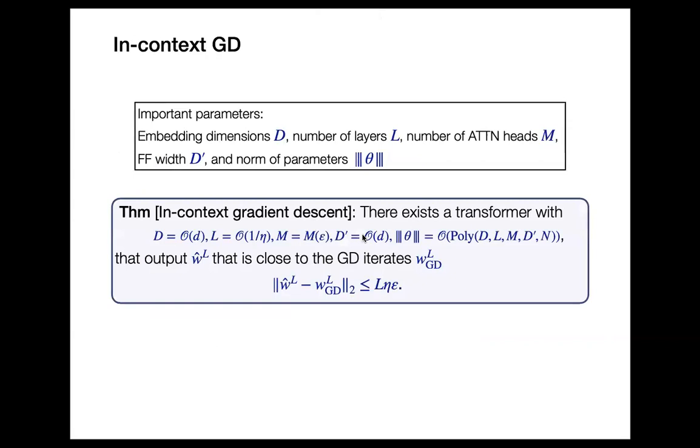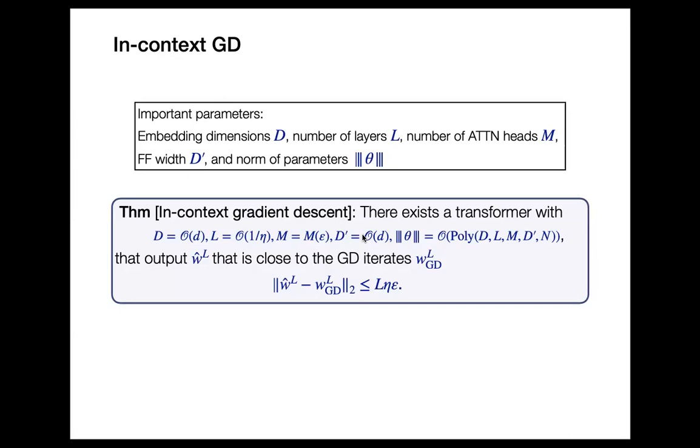So here is our theoretical result. We show that there exists a transformer, an explicit construction, that can output ŵ_L that approximates the gradient descent iterate w_GD^L. w_GD^L is the gradient descent on this empirical risk for this particular generalized linear model, but it can be generalized to other cases. For example, for a two-layer network, we can show that we can also implement gradient descent.